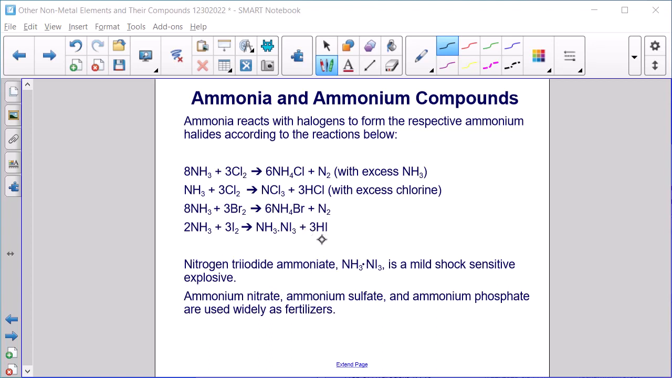Ammonium nitrate, ammonium sulfate, and ammonium phosphate are used widely as fertilizers.